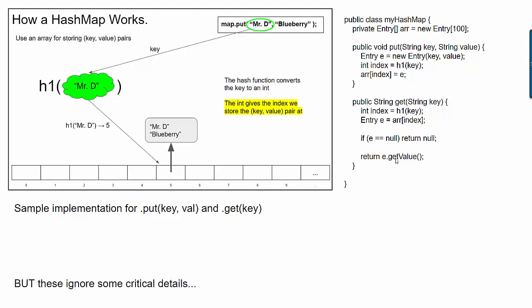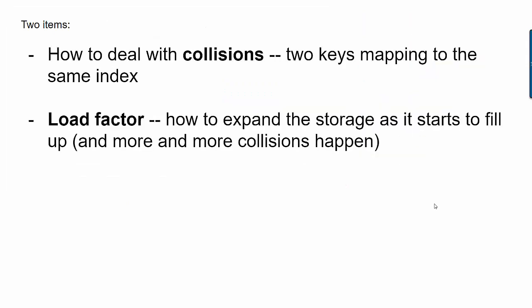Okay, so what are the critical details that we're missing here? Well, the most obvious one is what happens when there are collisions? What happens when two different keys are mapped to the same index by your hash function? There's actually a whole bunch of different ways to handle collisions, and we'll talk about those in a second. The other is the idea of a load factor.